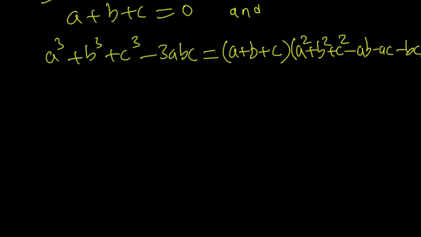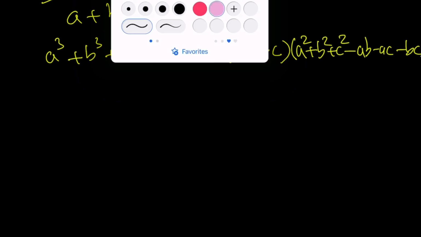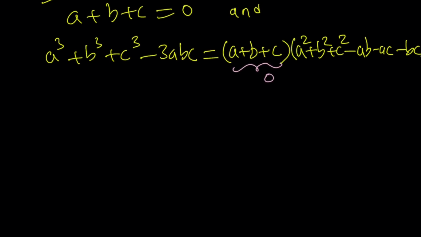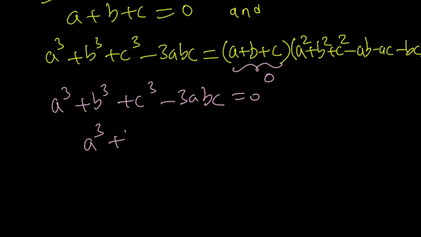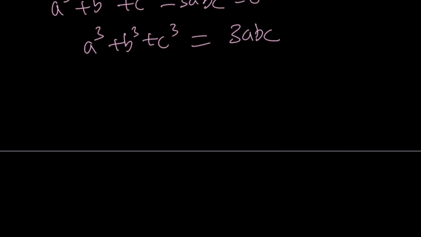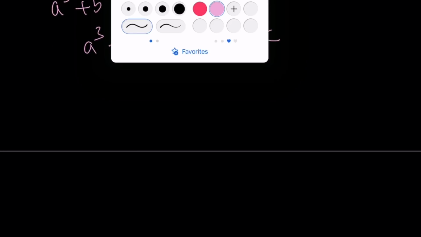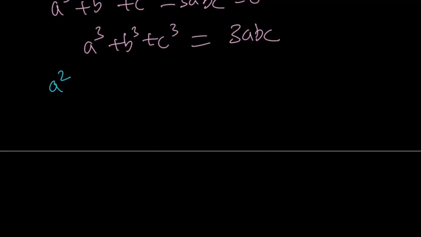Really, really cool formula. So we know a plus b plus c is equal to 0, and what does that imply? It implies that the left-hand side is equal to 0. So a cubed plus b cubed plus c cubed minus 3abc is equal to 0, which implies a cubed plus b cubed plus c cubed is equal to 3abc. And you're like, what? So what? Well, here's the thing. What is the second expression? It is a squared over bc plus b squared over ac plus c squared over ab.